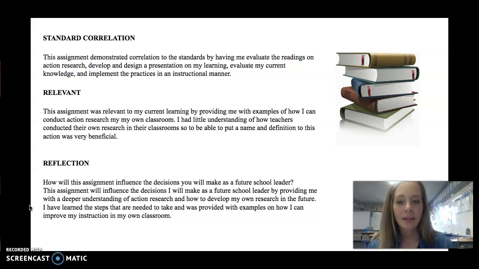How will this assignment influence the decisions I will make as a future school leader? Well, this assignment will influence the decisions I will make as a future school leader by providing me with a deeper understanding of action research and how to develop my own research in the future. I have learned the steps that are needed to do this, and was provided with examples on how I can improve my instruction in my own classroom.